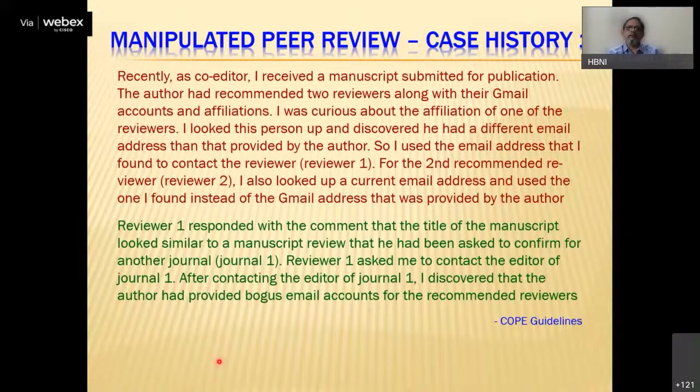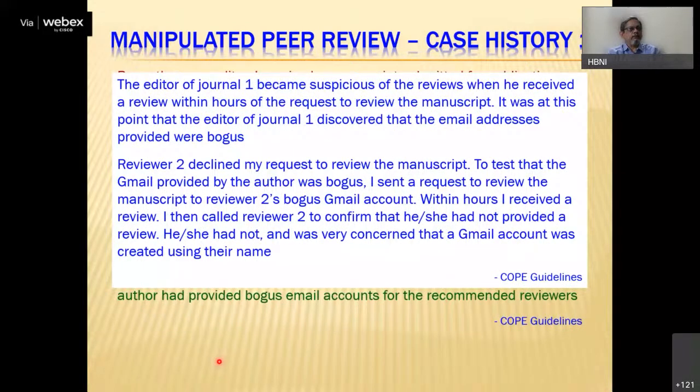So after contacting the editor of Journal 1, I discovered that the author had provided bogus email accounts for the recommended reviewers. The editor of Journal 1 immediately became suspicious of the reviews when he received a review within hours of the request to review the manuscript. It was at this point that the editor of Journal 1 discovered that the email addresses provided were bogus. And reviewer 2 declined my request to review the manuscript.